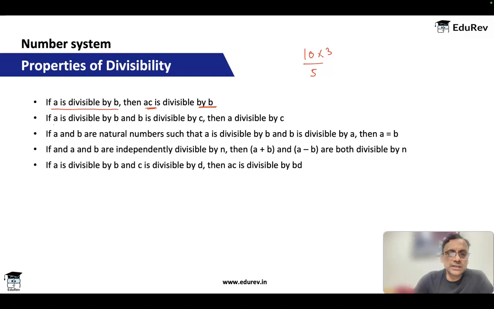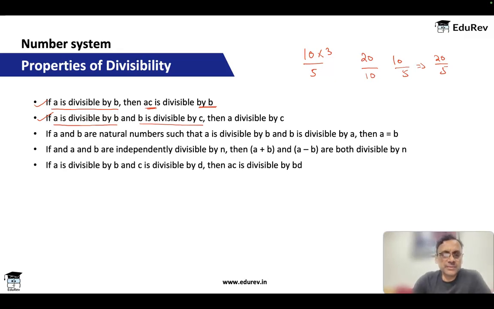Then the second part is if A is divisible by B and B is divisible by C. So let's say we have 20. 20 is divisible by 10. 10 is divisible by 5. Then that implies that 20 will be divisible by 5 as well. That is the second rule. All fairly basic, but a recap is always better before we jump into deeper concepts.